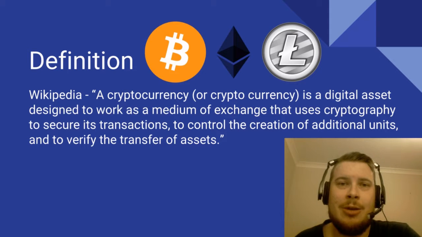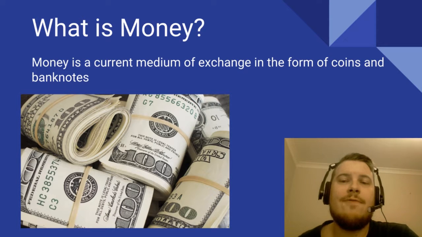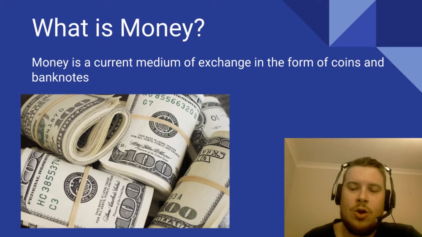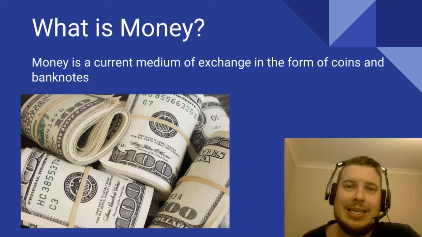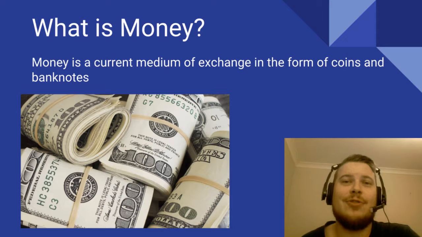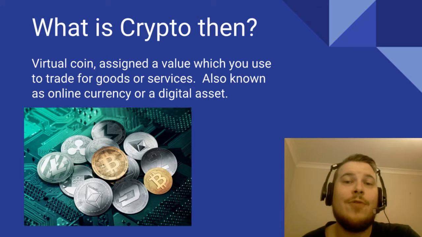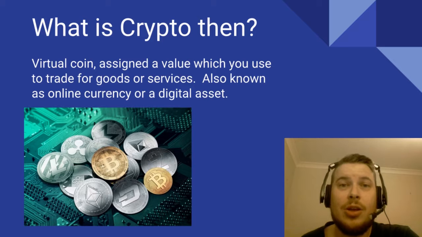Now, what's the current medium of exchange we've got? Money. So money is the current medium of exchange in the form of coins and banknotes. The way that we use money today is we have little bits of plastic or bits of paper or bits of metal, depending on where you are all over the world, and you trade that for goods or services. That's what money is at the moment. With cryptocurrency, it's a virtual coin assigned a value which you can also use to trade for goods or services. So it's also known as an online currency or a digital asset.